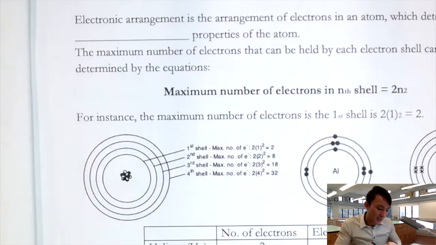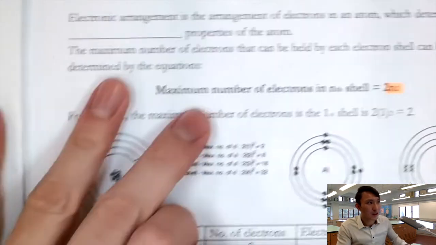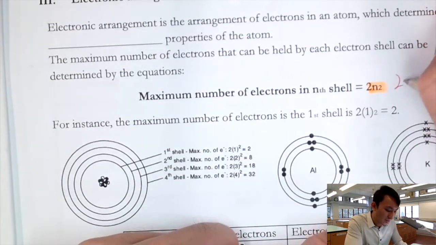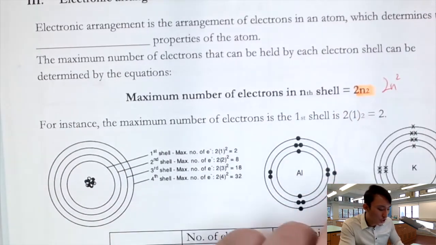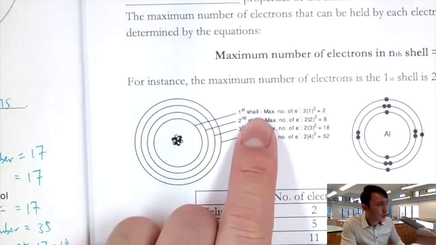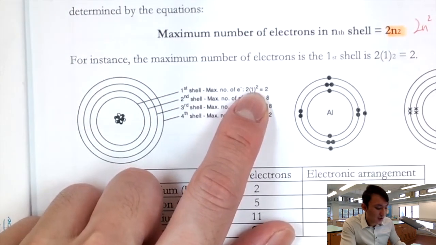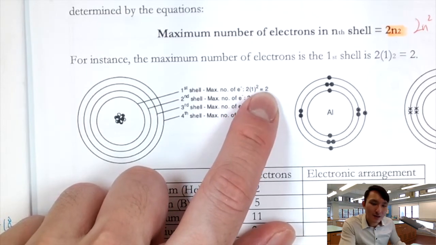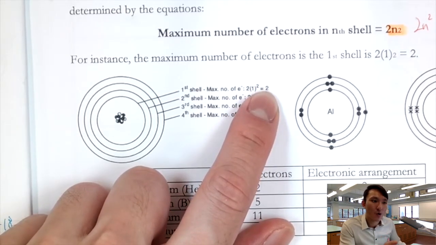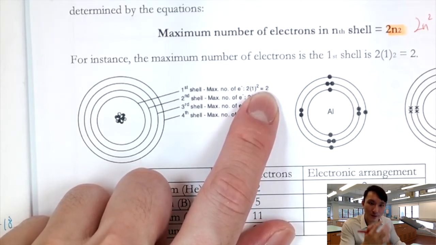There is an equation. You guys know equations, right? So 2n squared. Now, I don't know why when I printed it out the square fell down a little bit. It should be 2n squared. So for the first shell, you substitute n equals 1. Then you calculate it: 2 times 1 squared gives you 2. So that means the first shell can hold a maximum of 2 electrons, and then it will be full.